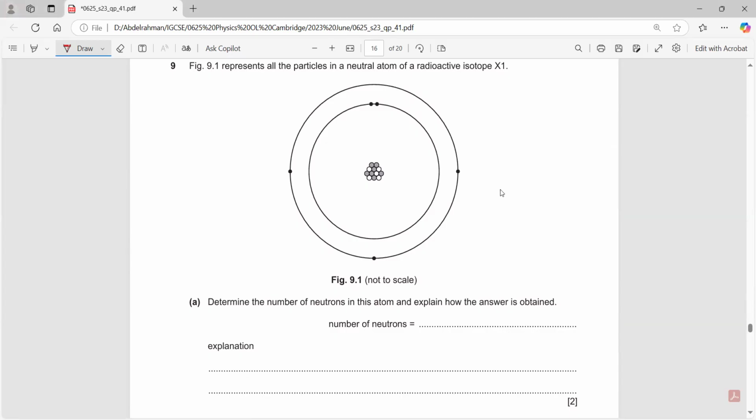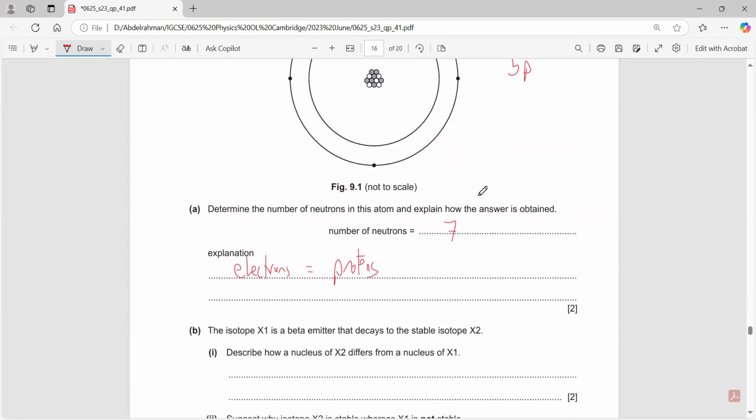Should I count the white or the gray ones? Definitely we should count the gray ones. Why? This is the explanation. This is a neutral atom, therefore the number of electrons has to be equal to the number of protons. So we have 5 electrons and 5 protons. So basically we have 7 neutrons in the nucleus.